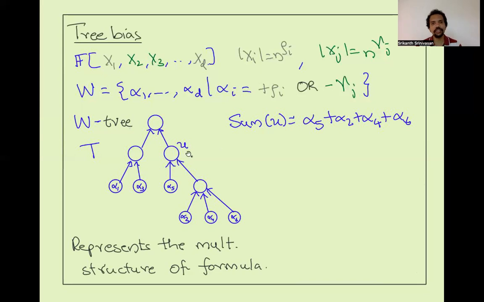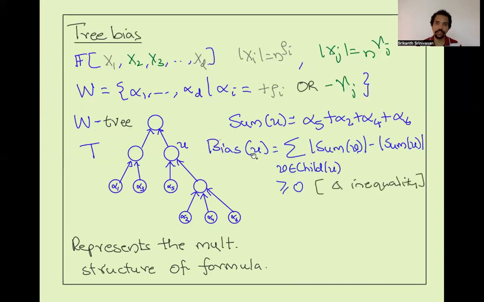And now, given this notion, I can also define what I'll call the bias of this node. Okay, so this is only defined for internal nodes. So the bias of an internal node U is the sum of the absolute values of the sums of its children. I sum over its children, I look at their sums, but I sum their absolute values, and I subtract off the sum of U. Okay, so it's not hard to see that the bias of U is a non-negative quantity, simply because the sum of U is the sum of the sums of its children. Just by triangle inequality, the bias of U is always a non-negative quantity for any internal node U. Okay, so that's the bias for an internal node.